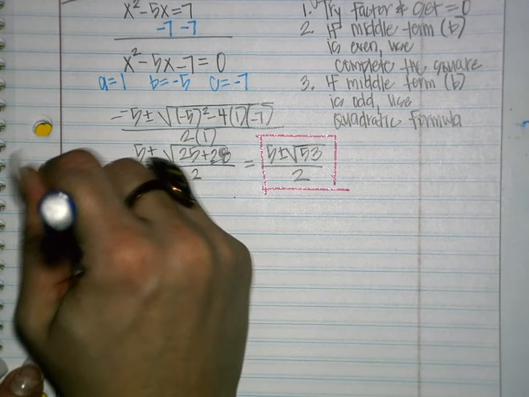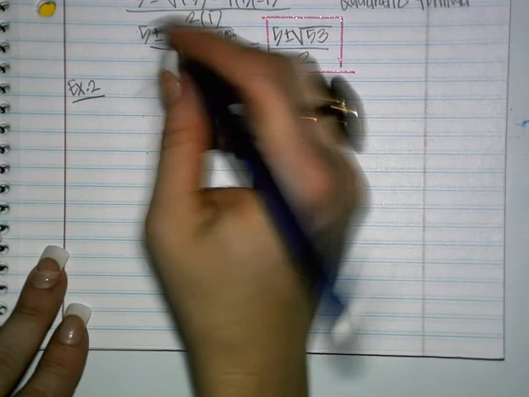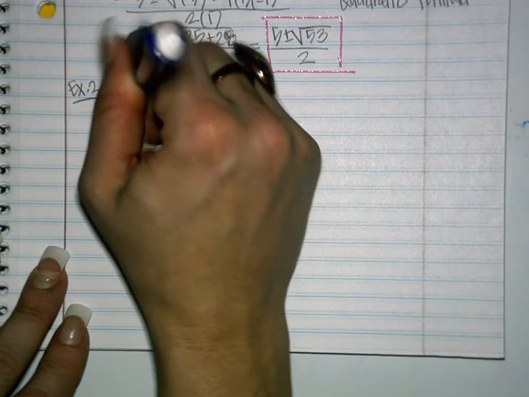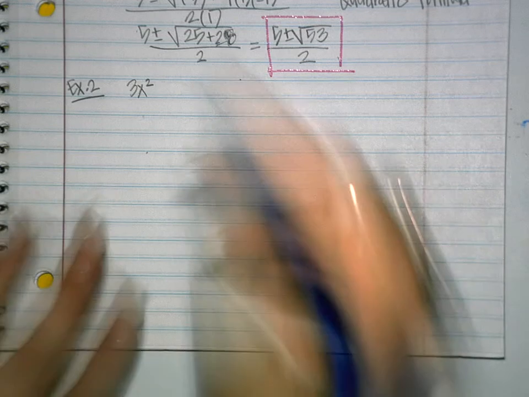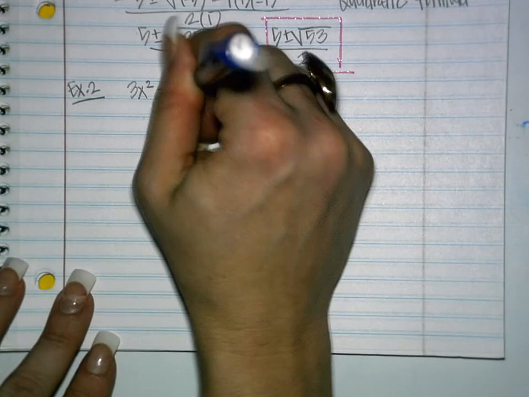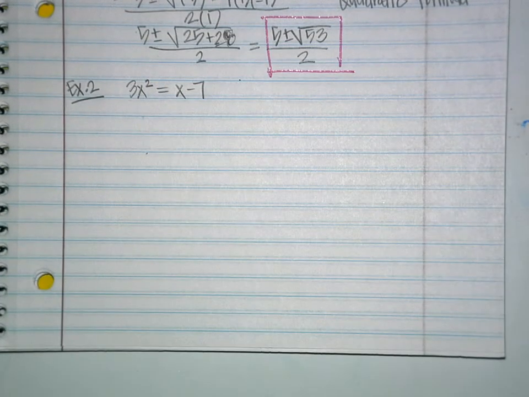Let's try to solve. All of the instructions here are going to be to solve. Solve 3x squared equals x minus 7. Keep in mind that I am actually looking at your test right now, so these may or may not be very close to test questions.